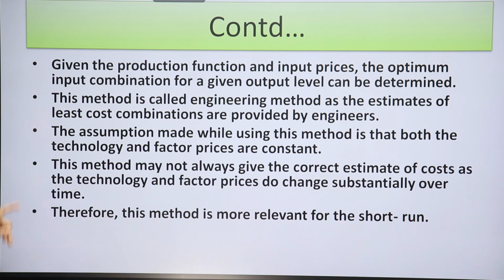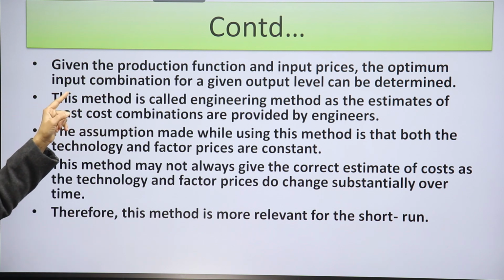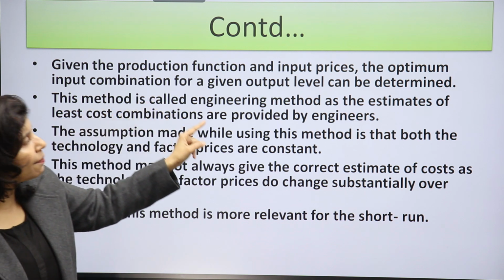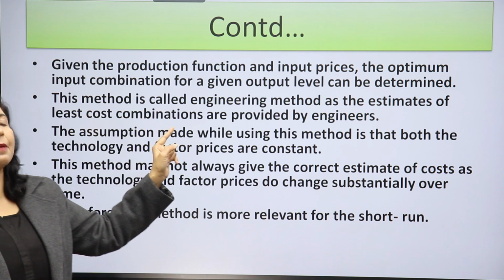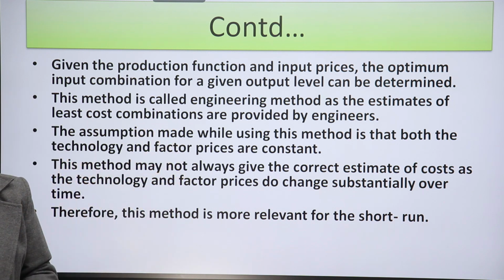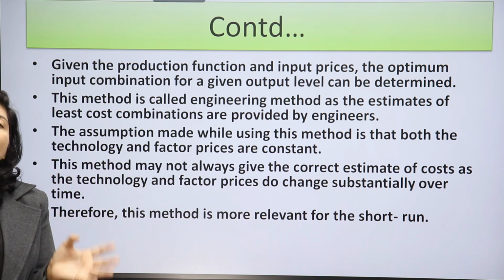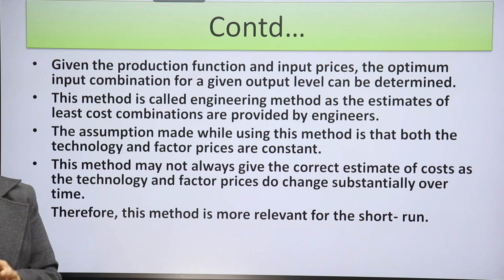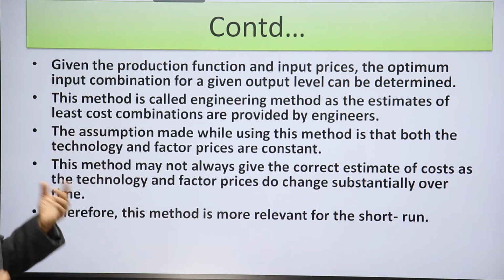considered. Then, given the production function and input prices, the optimum input combination for a given output level can be determined. This method is called the engineering method, as the estimates of least cost combinations are provided by engineers. So here the engineers provide you the least cost combination. That means with the least amount of cost you can produce the maximum amount of output. That is the function that is provided by engineers, and that's why this method is very important, and that's why it's known as the engineering method.